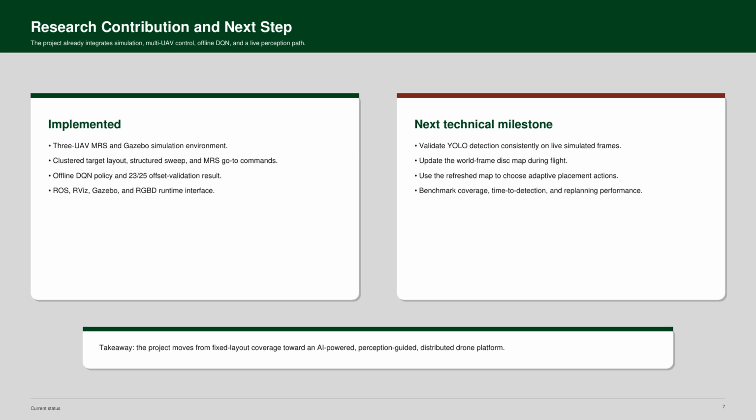The next technical milestone is to validate detection consistently across live simulated frames and maintain an accurate world frame disk map while the drones are moving. After that, the updated map can be passed to the placement policy so the system can choose adaptive actions rather than relying only on the original fixed target layout. Future evaluation will measure coverage percentage, time to detection, duplicate detections, and replanning performance across repeated trials.